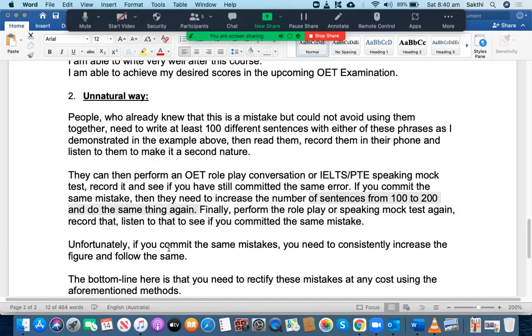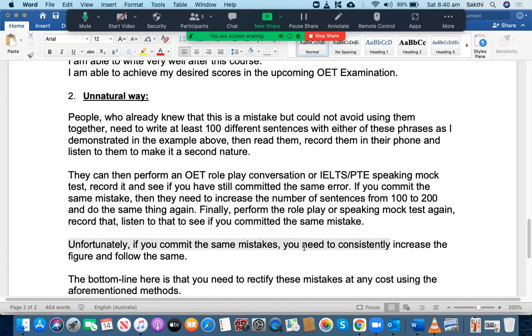Again, you have to write down 200 different sentences with either of the phrases, I mean, with the correct sentences. And then again, read and record to your mobile phone, and then listen to them and see whether you're okay. Then you need to perform the role play conversation or the speaking mock test again, record that, and listen to that to see if you have committed the same mistake. If you haven't, that's good. But unfortunately, if you have committed the same mistake once again, what's going to happen?